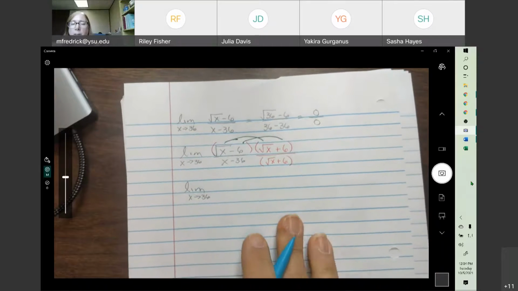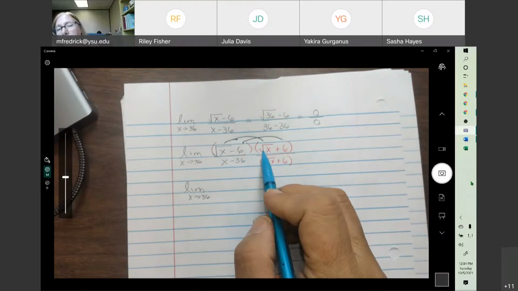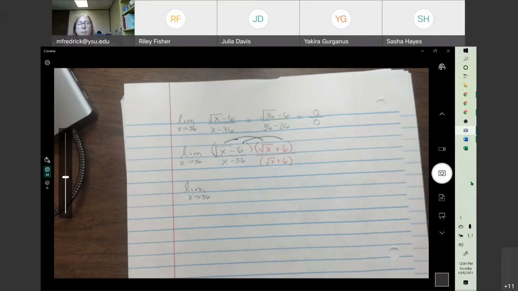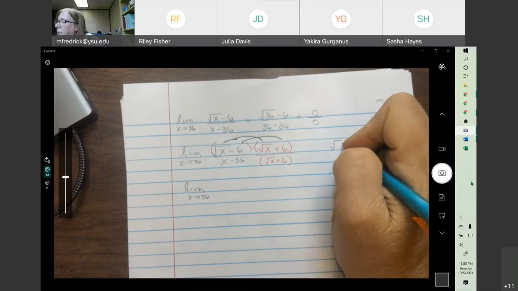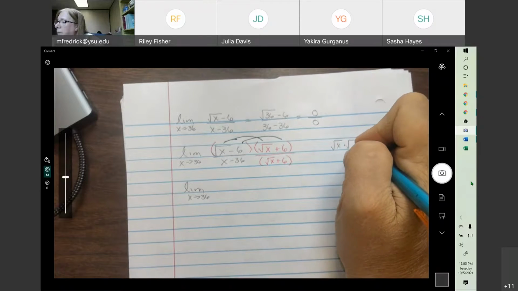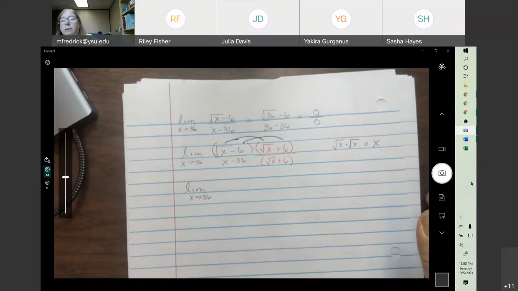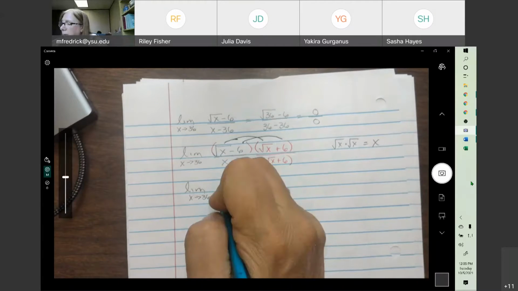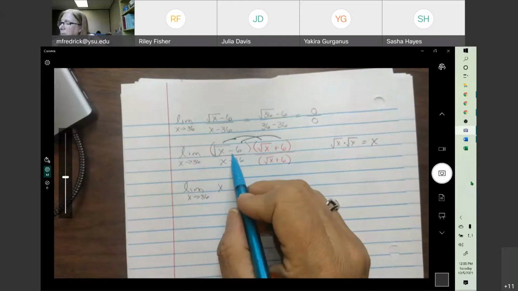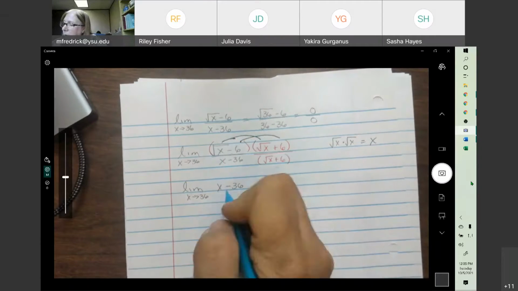So when we take the limit as x approaches 36, the square root of x times the square root of x, when you multiply our radical times itself, it just leaves the value. We took the square root of x times the square root of x. It's just x. So multiplying here, square root of x times square root of x is x. Negative 6 times a positive 6 is a negative 36.